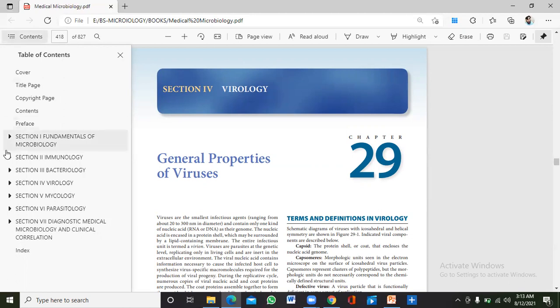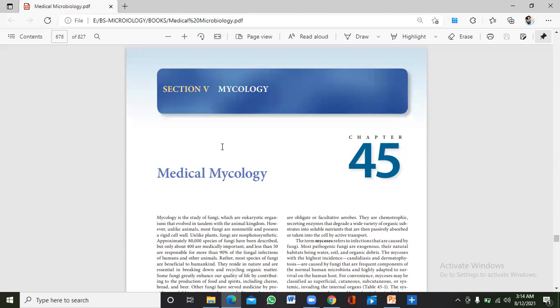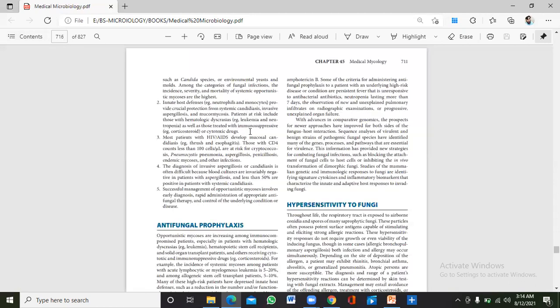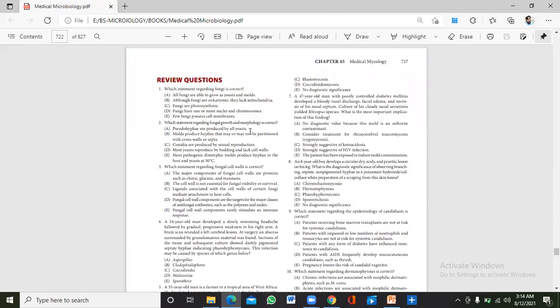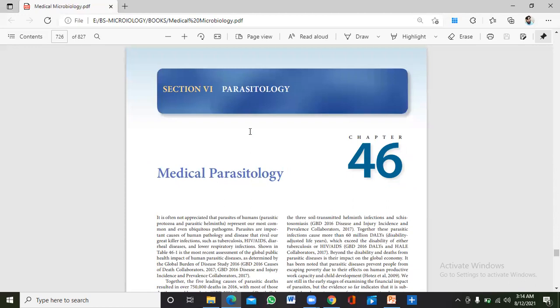After that, there is the fifth section, mycology. So there is also a special subject in microbiology that is known as mycology. Mycology means the study of fungi. So all the mycology related information can be covered through this section. After that, the parasitology. So just like virology, bacteriology, and mycology, there is also a special subject known as parasitology in the field of microbiology. So you can cover this from this book, okay.